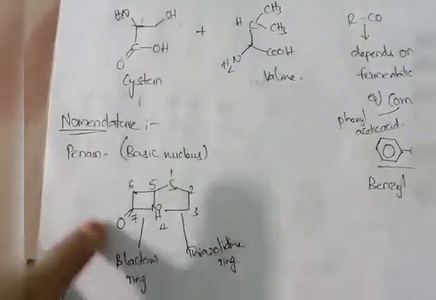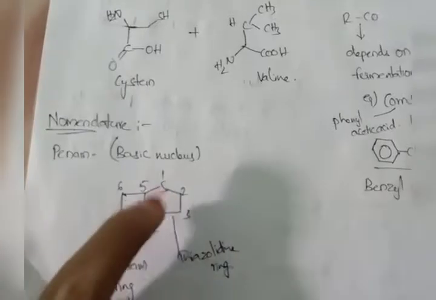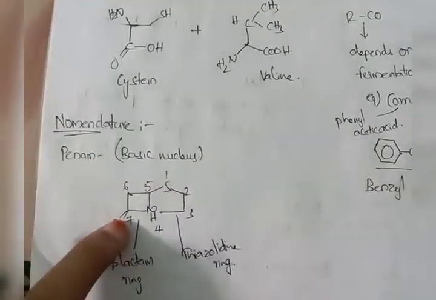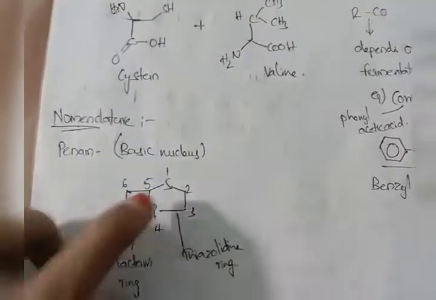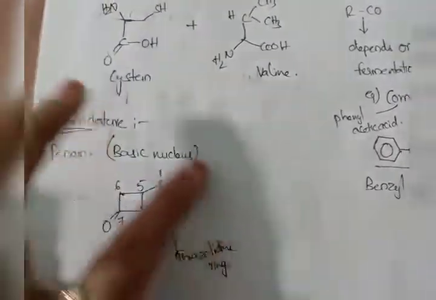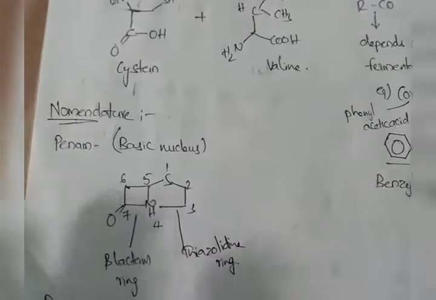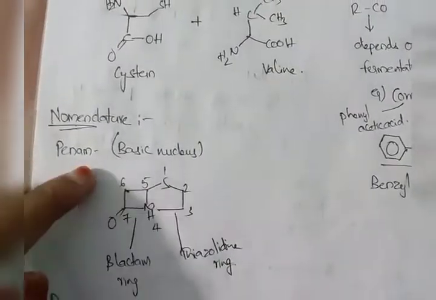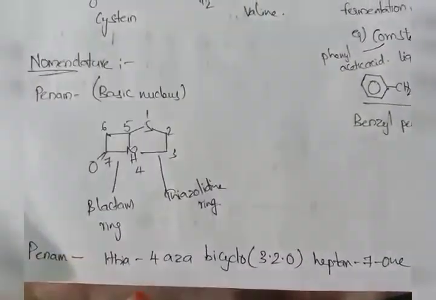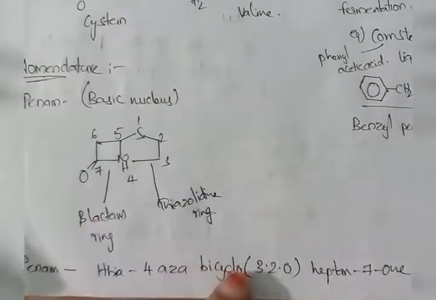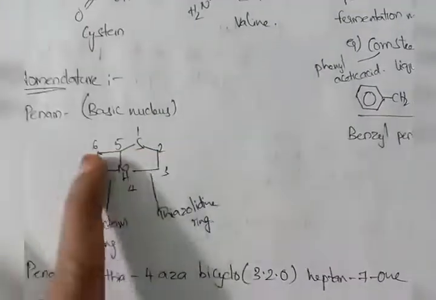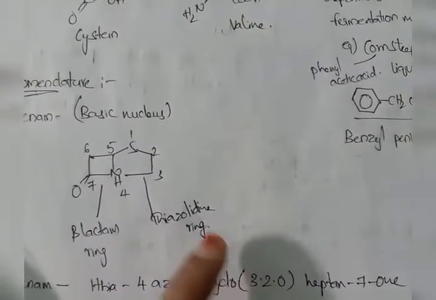This is a two-membered ring system having heteroatoms, with one ketone and one thia-aza group. So, a beta-lactam ring and a thiazolidine ring. This is the basic nucleus of a penicillin. We are going to call it penam, that is, one thia, first position one thia, 4 aza, bicyclo, two cycles are there, 3 2 0.